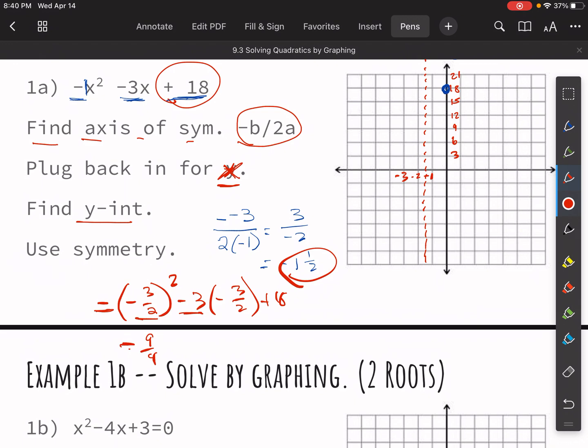And then here I have a negative 3 times negative 3 halves. Negative 3 times negative 3 is actually a positive 9 over 2, because imagine this is like negative 3 over 1. We're multiplying there. And then we have plus 18.